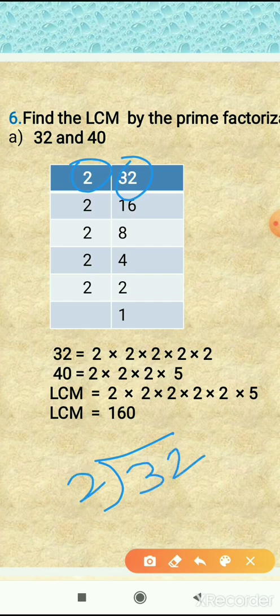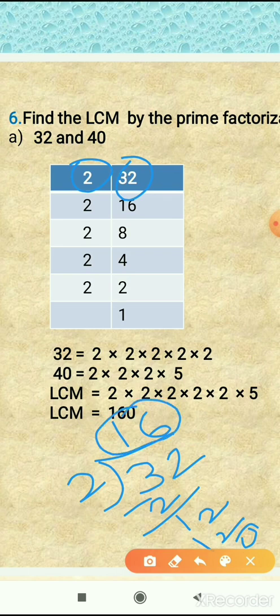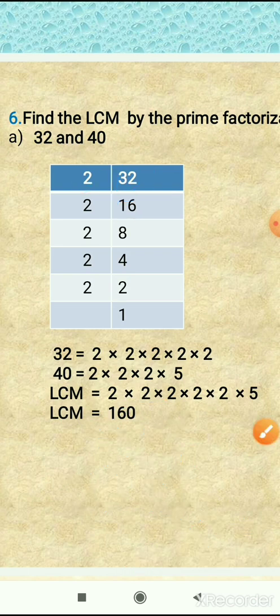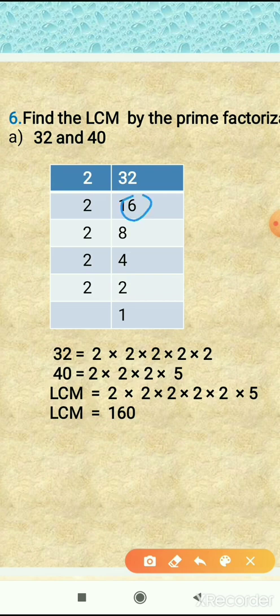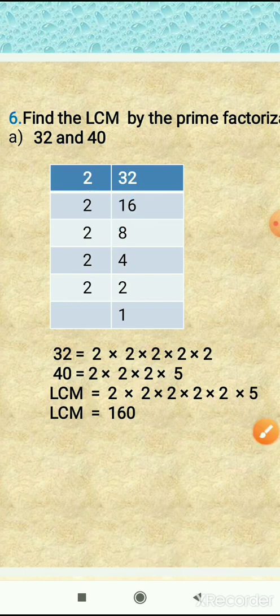32 divided by 2. 2 ones are 2 and 2 6s are 12. Okay, so we get quotient 16. So we write 16 here. Now we will divide 16 by 2 because 16 is an even number. 2 8s are 16. We get quotient 8 and remainder zero. We write 8 here. Now again 8 is an even number, so again we divide 8 by 2.